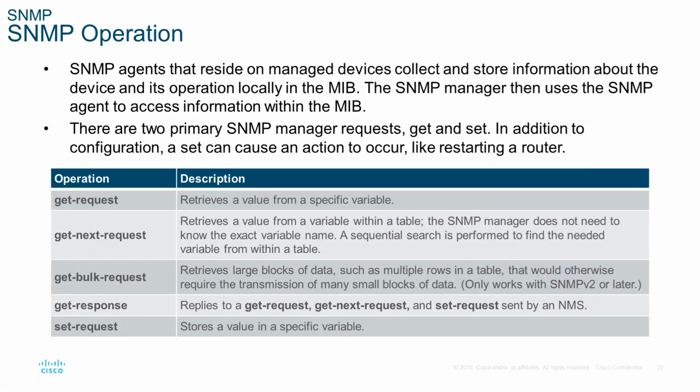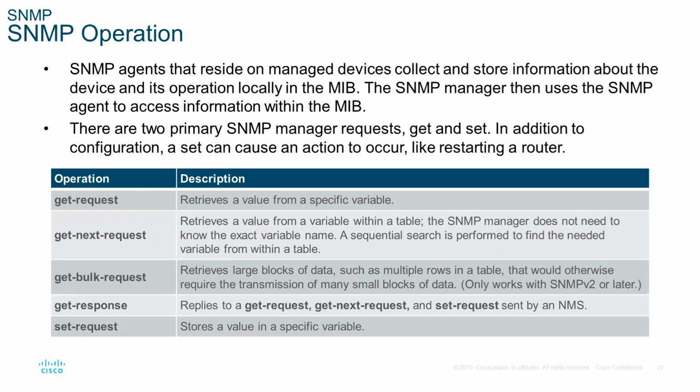So how do we work out what type of message is being sent? Well, we get a GET request, which retrieves specific values or variables. GET NEXT request retrieves a value from a variable within the table. We don't need to know the exact name. It's just a sequential search that will step through the table.